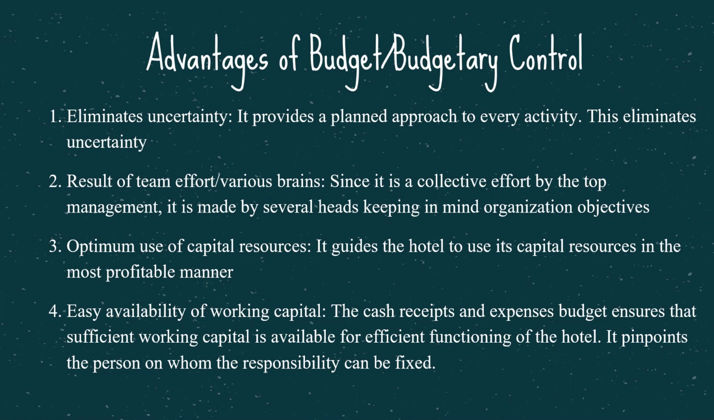Easy availability of working capital. Your cash expenses budget ensures that you have sufficient capital, because it's all budgeted, approved and signed off. So you don't have to keep going back and taking too many permissions for every little thing, because these are your budgeted expenses. So you know exactly the cash flow and the expense flow. And it pinpoints the person on whom the responsibility can be fixed.